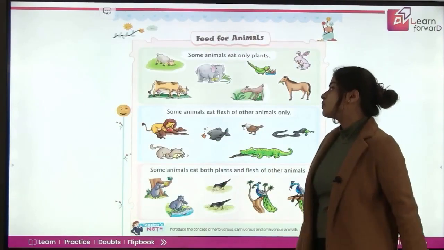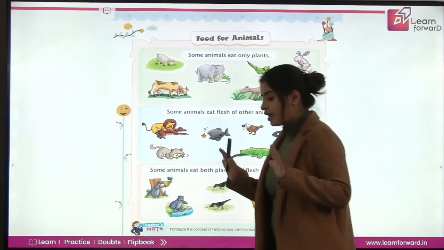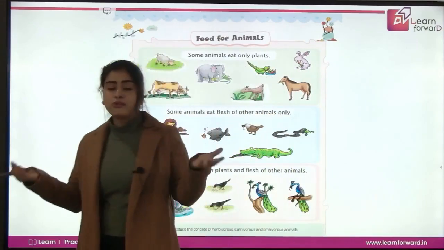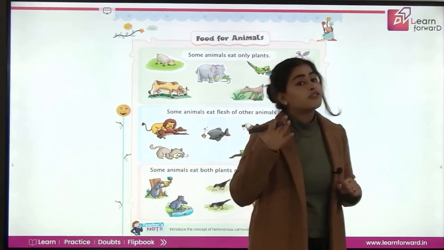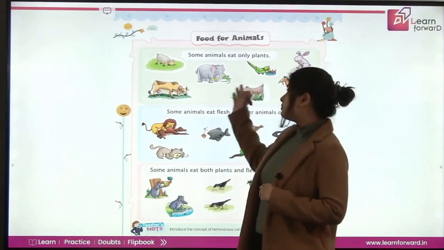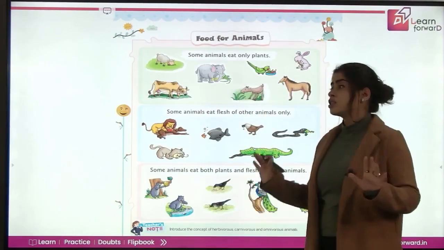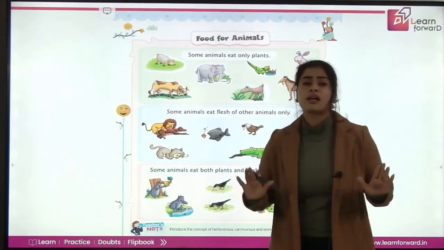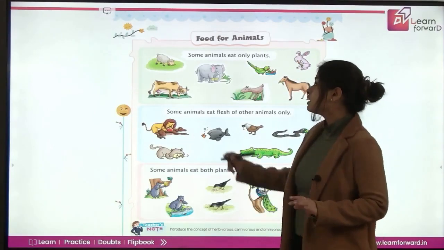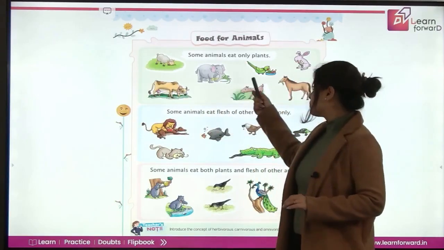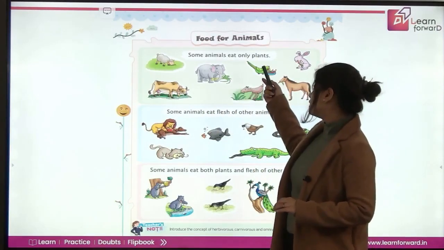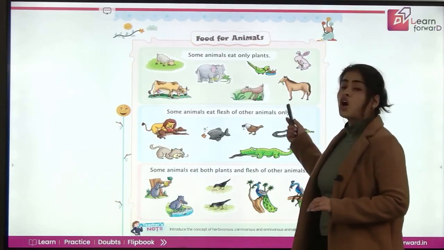Next is food. You know, all the animals eat something. तभी तो वो जिंदा रहते हैं ना, उनको भी खाना चाहिए होता है. So वो क्या खाते हैं? Some animals eat only plants. कुछ animals just plants eat करते हैं. कौन कौन से? Sheep, elephant, cow, goat, parrot, rabbit, horse.